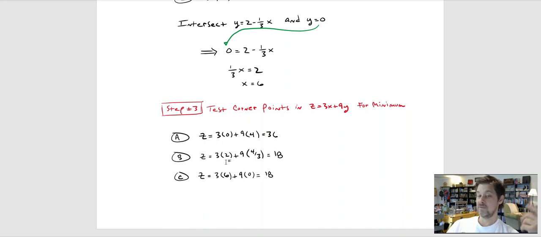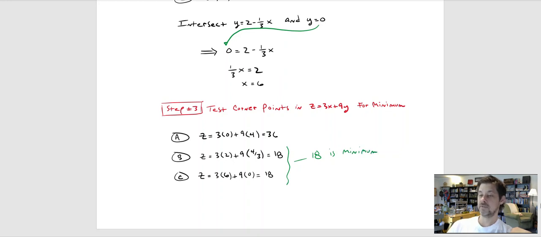Point B was 2 for x, 4/3 for y. I put it in this, gives me 18. And point C was 6 for x, 0 for y. I put it into this, it also gives me 18. So whatever the minimum value is going to be, it's going to be here, and so it would have to be 18. That's the smallest number I got there. Even though I got it twice, that doesn't matter.